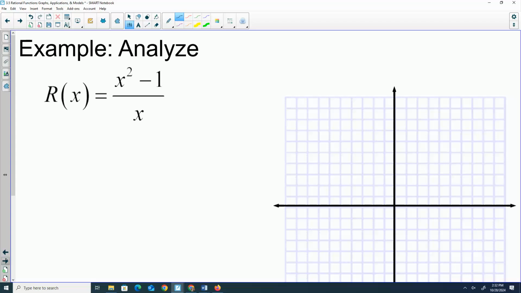So let's look at another one. Factoring. What can I do to the top?